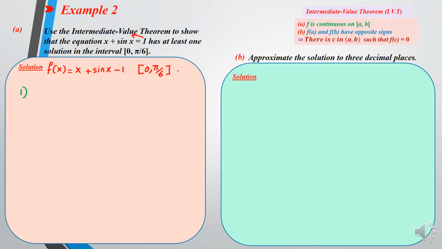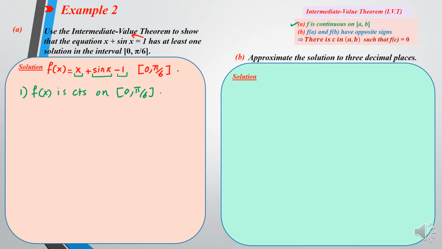Now you have to check the continuity of the function, and as you see we have x, which is a polynomial, sine x, a periodic function, minus 1, a constant function. So we have addition and subtraction of 3 continuous functions, and the continuity of these 3 functions is on R, from negative infinity to infinity. So the 3 functions are continuous everywhere, which means that the given function f of x is continuous on the interval from 0 to pi over 6. So this is the first condition for the I.V.T.